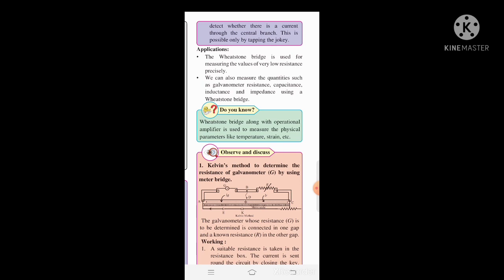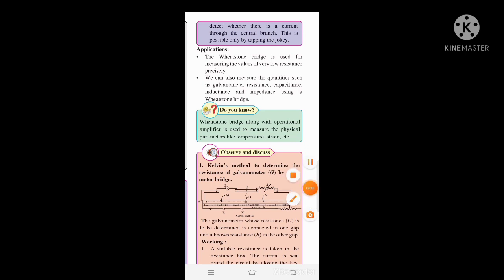Students, do you know that Wheatstone's bridge or meter bridge along with an operational amplifier is used to measure physical parameters like temperature, strain, etc.? If Wheatstone's meter bridge is used along with an operational amplifier, then we can easily measure physical parameters like temperature, strain, etc.